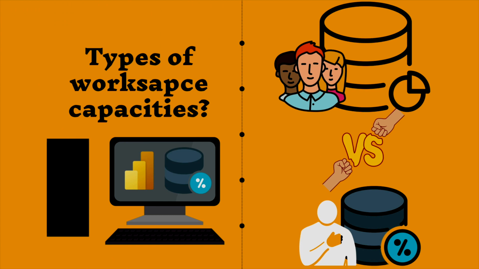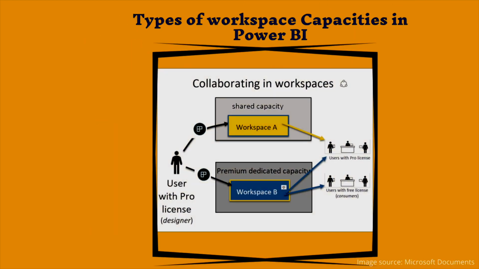Now let's discuss the types of workspace capacities. As I just mentioned, we have a shared capacity and we have a reserved capacity. So now you know that in the case of reserved capacity, no one else is going to utilize that capacity, which is dedicated to a particular tenant or your own organization. But with a Power BI Pro license, you always use the resources from the shared capacity.